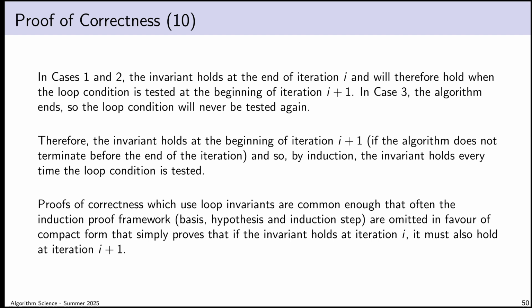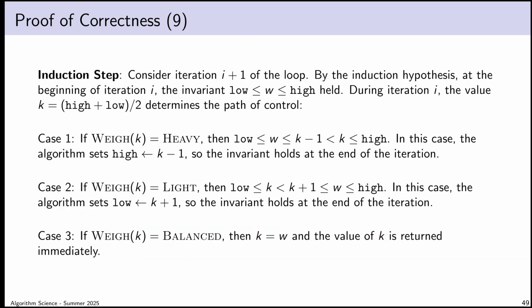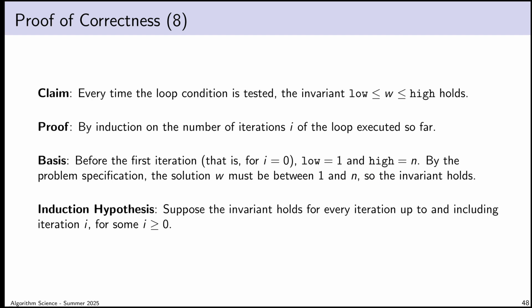Therefore, we have proven that if the invariant holds at the beginning of iteration i, it must hold at the beginning of iteration i plus 1. And therefore, by induction, by putting all three parts of our proof together, we have shown that the invariant holds every time the loop condition is tested. If we skim back over what we had here, it turns out that if I write a proof of correctness based on this idea of an invariant, specifically a loop invariant, pretty much all proofs of that sort, if I write them in a full induction style form, look like this.